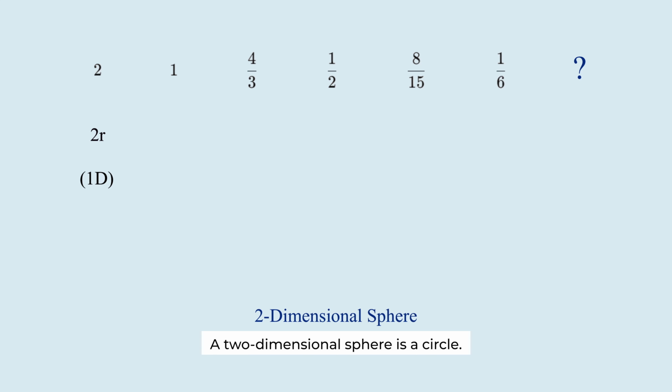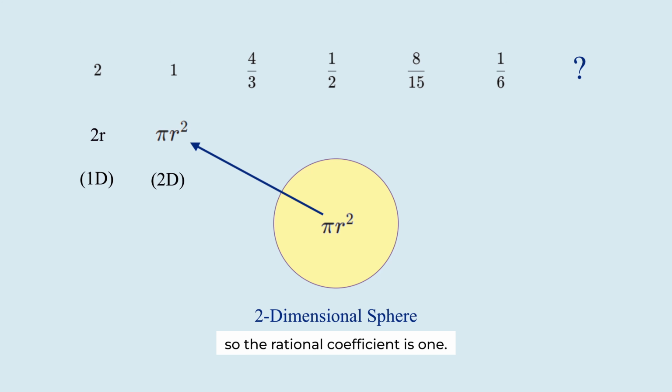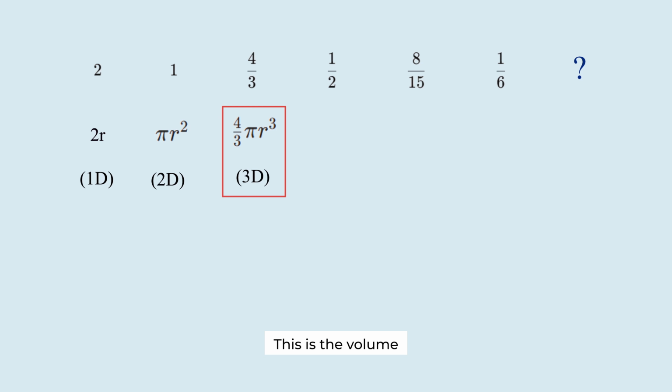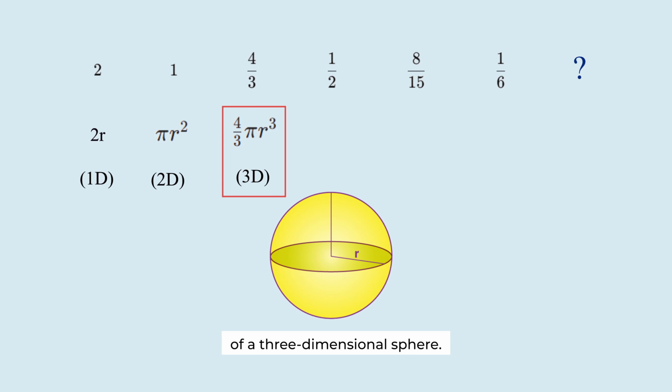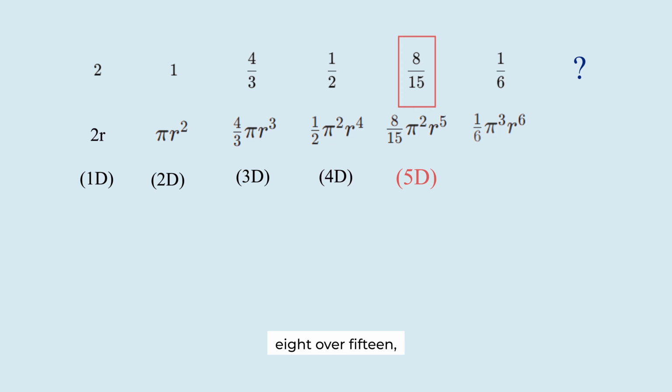A two-dimensional sphere is a circle. Its volume, its area, is pi r squared, so the rational coefficient is 1. This is the volume of a three-dimensional sphere. The coefficient is 4/3. If we continue, 1/2, 8/15, 1/6.